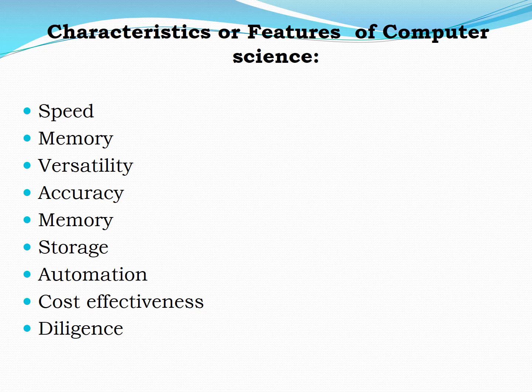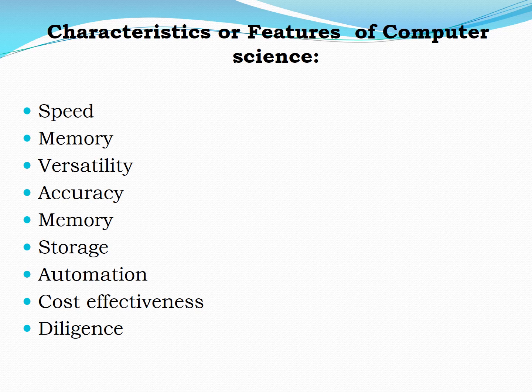Memory. Memory is the part where you store the information. Versatility. It never tells you whether it is tired or not. Whatever work we give, it performs the task without any hesitation. Accuracy. Accuracy is nothing but giving the exact result. Storage. Storage is where you store the raw information.